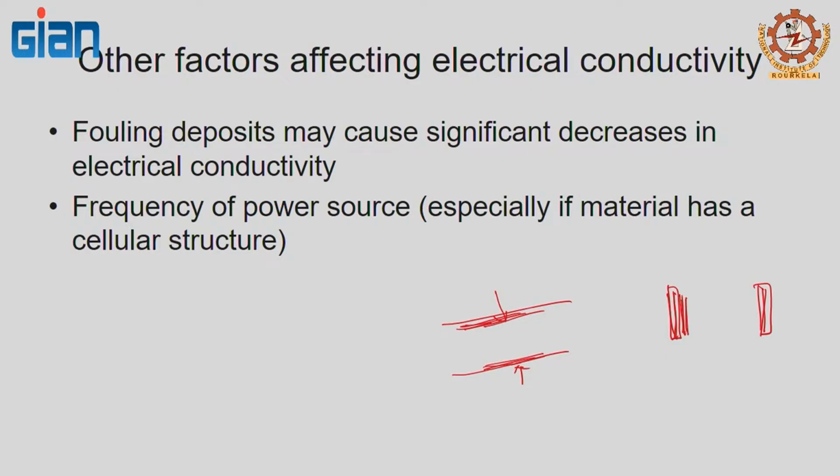So, the line frequency in the US is 50 or 60 hertz. So, can the frequency increase to 100 hertz or 120 hertz? Those also affect the electrical conductivity values.